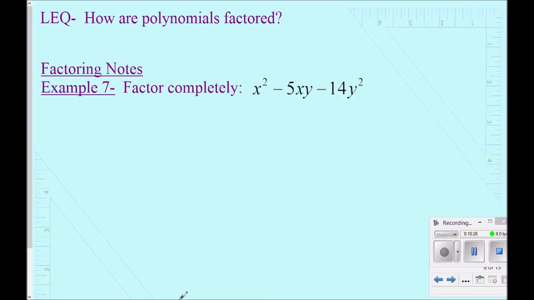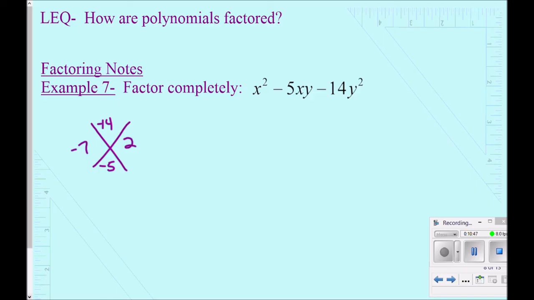Next one. Once again, checking for GCF. I do not see one. It's a trinomial, so I'm going to go ahead with a diamond. 1 times -14, -14. Bottom is the middle, -5. So factors 7 and 2. Sign has to be negative on the 7.